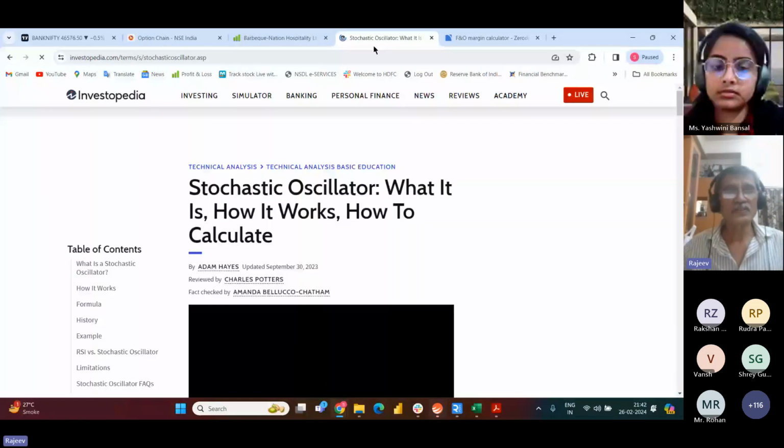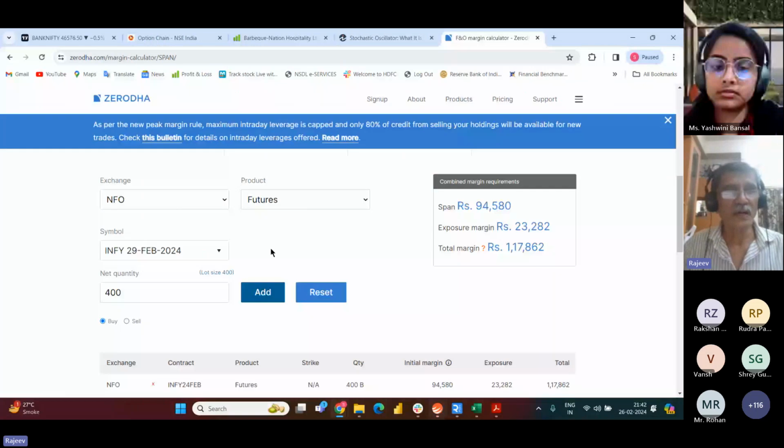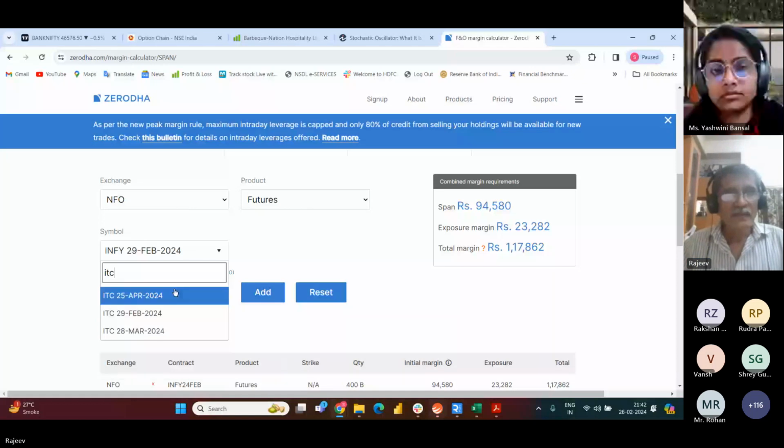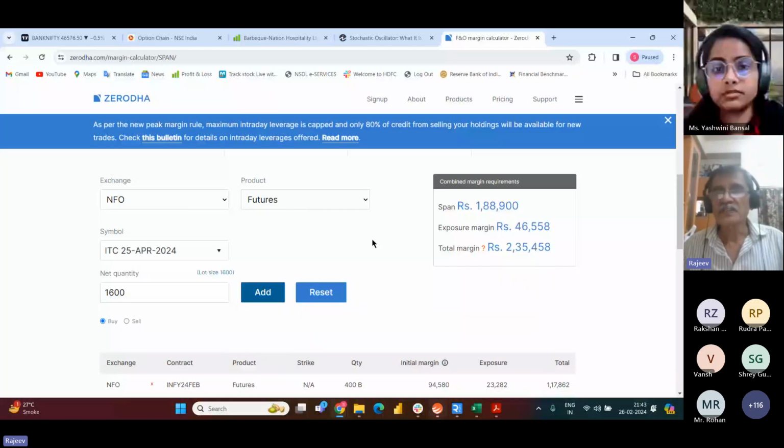Yeah, this was the Zerodha screen where we saw margin. Suppose I want to see the margin required for ITC. So I enter the name here and click on add. It tells me the margin required is 1,88,000. Depending upon different stocks, the total margin is 2,35,000.